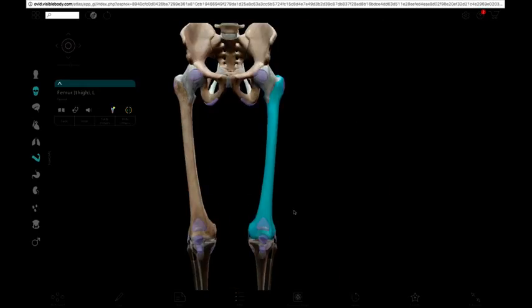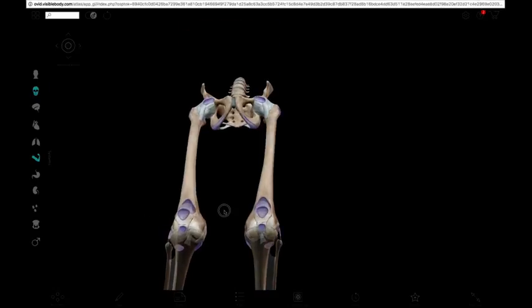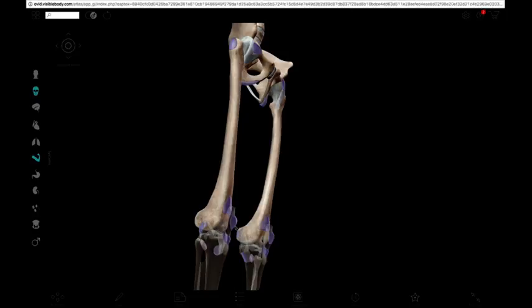Now you can see the patella right here. See if we can make it a little bit easier to see the patella for you. Yeah, there we go. There's the patella.